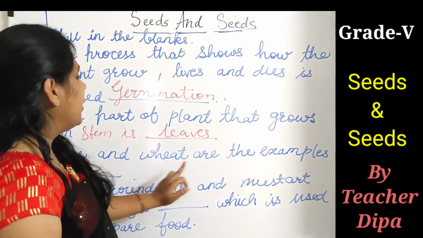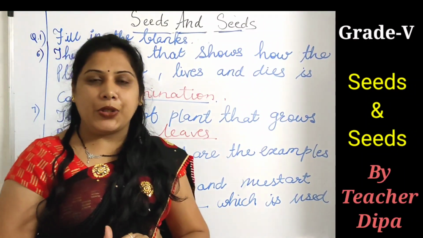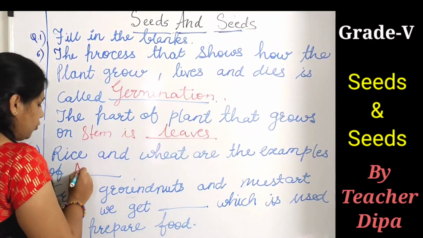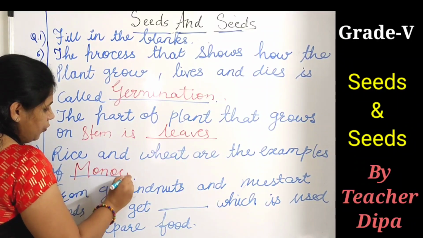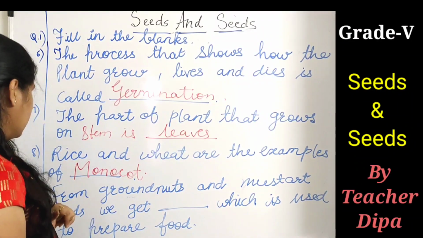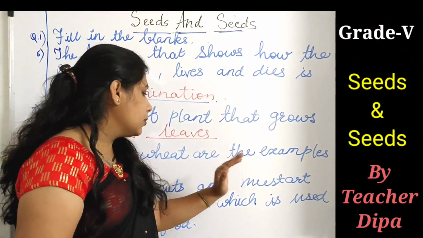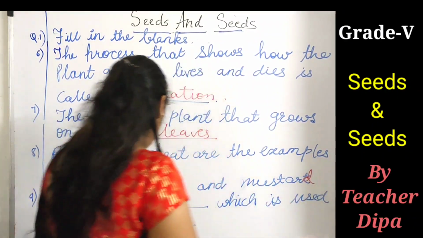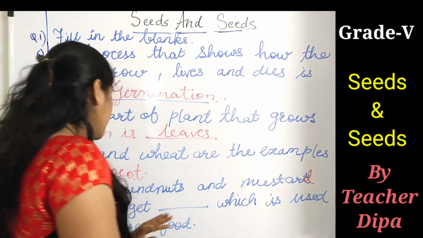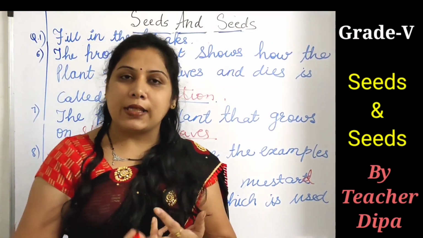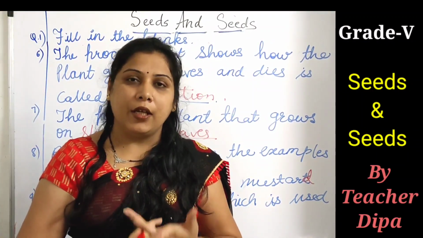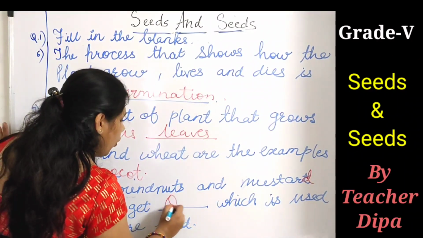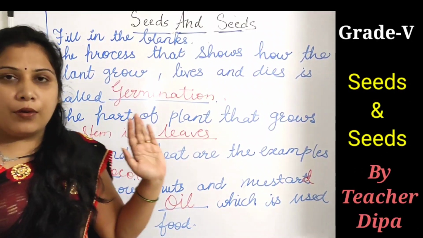Now rice and wheat are the example of dash. Rice and wheat are the seeds which are the example of a monocot. So the answer for that is monocot. The next is from groundnut, mustard seed, we get dash which is used to prepare food. Now from the coconut, from mustard seeds or from the groundnuts, what do we get which we use for preparing food? The answer for that is we get oil from such types of seeds.